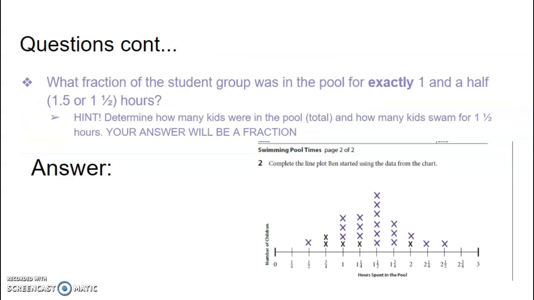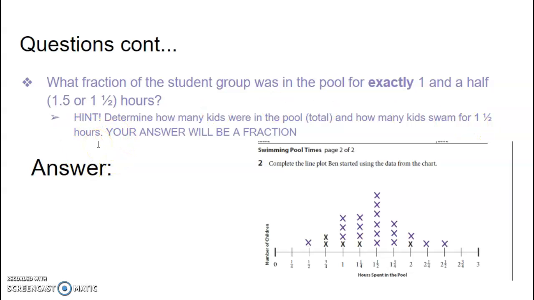Question 2, continued. This one you will definitely have to look at your line plot on page 237. It says, what fraction of the student group was in the pool for exactly, that means no less, no more, exactly 1.5 hours? Here's another way to write 1.5 hours: 1 5/10, or 1.5. Hint, determine how many kids were in the pool total and how many kids swam for an hour and a half. Your answer will be a fraction.